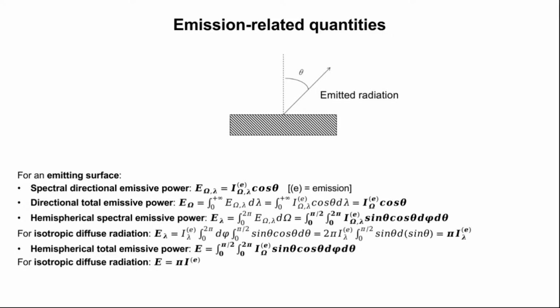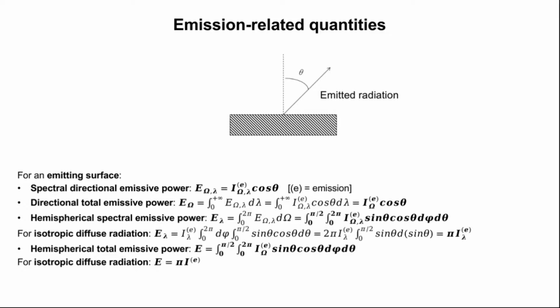Let's consider an emitting surface. The power we would receive at an angle theta with respect to the normal of that surface is the spectral directional emissive power, which is the intensity of radiation times the cosine of theta. By integrating this value over the whole range of wavelengths, we obtain the directional total emissive power, which accounts for the overall spectrum of radiation.